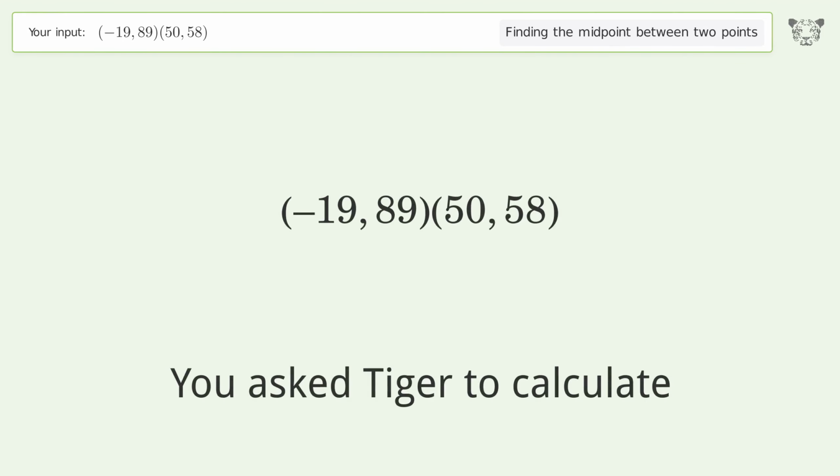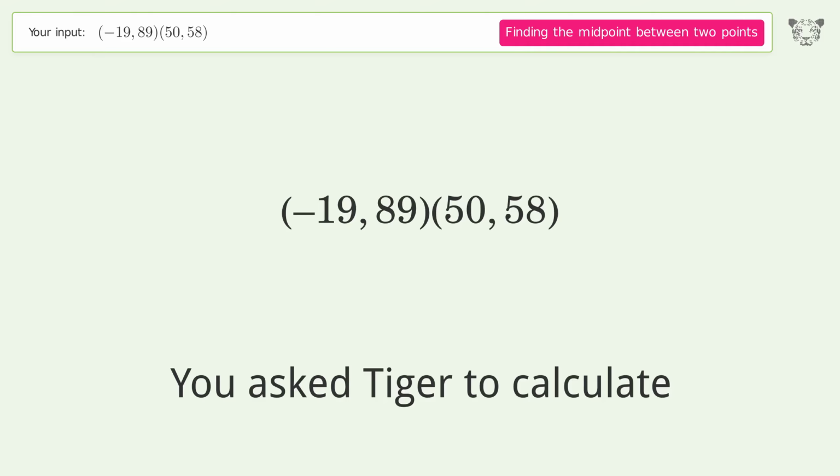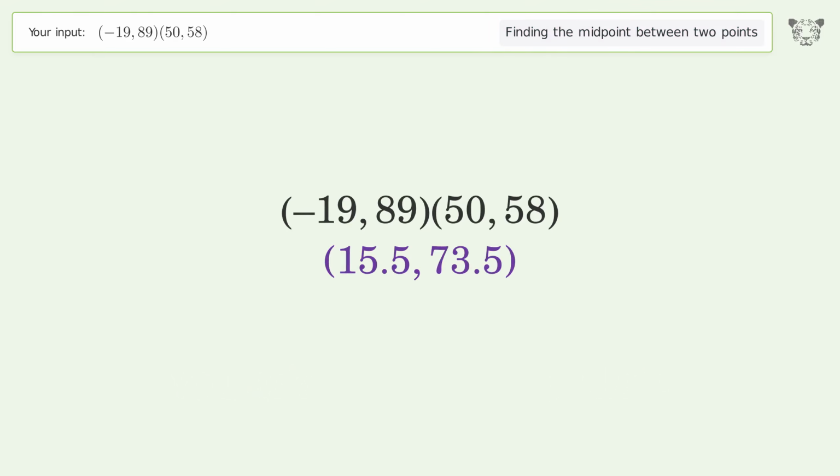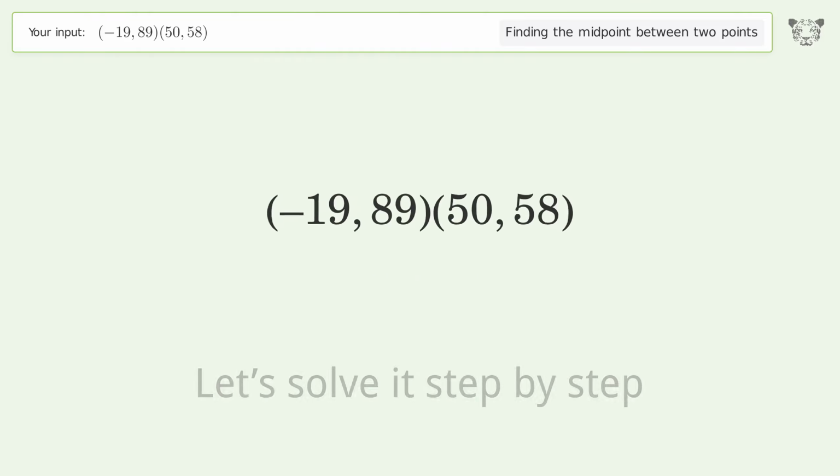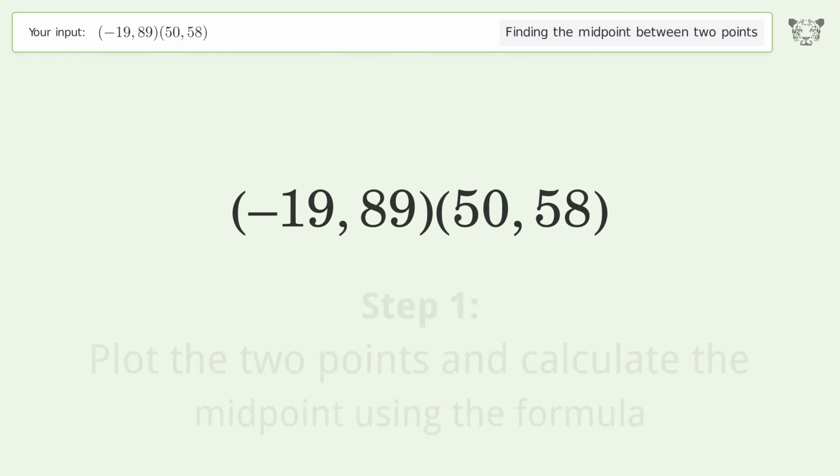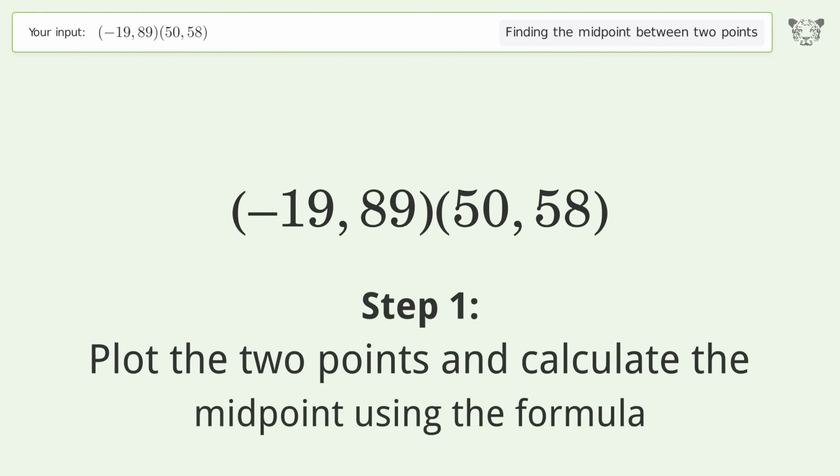You ask Tiger to calculate. This deals with finding the midpoint between 2 points. The midpoint between the 2 points is 15.5, 73.5. Let's solve it step by step. Plot the 2 points and calculate the midpoint using the formula.